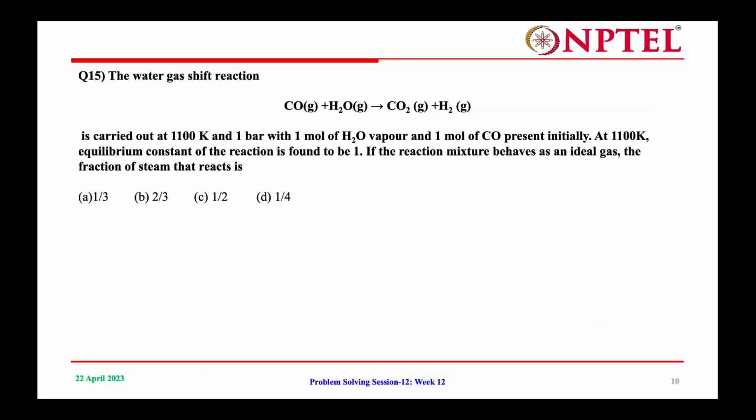The water gas shift reaction, carbon monoxide plus water gives CO2 and H2, is carried out at 1100 Kelvin and 1 bar with 1 mole of H2O vapor and 1 mole of CO present initially. At 1100 Kelvin, the equilibrium constant of the reaction is found to be 1. This is the key. If the reaction mixture behaves as an ideal gas, the fraction of steam that reacts is.